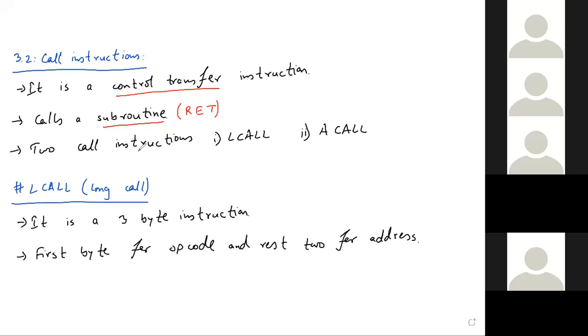Now there are two types of call. One is long call or L call, and another is A call or absolute call. The difference is very obvious. I have written one because the other one is the same thing. Long call is a 3 byte instruction, whereas your A call is a 2 byte instruction. In the long call, the first byte is for opcode and the rest two are for address. Similarly, in case of A call, the first byte is the opcode and the next byte is the address. So this is the only difference. All right, so this is about your long call and your absolute call.